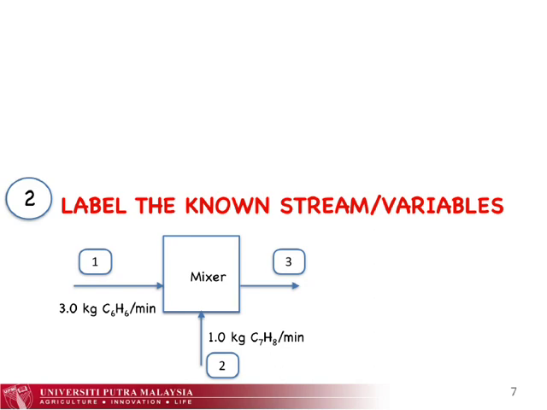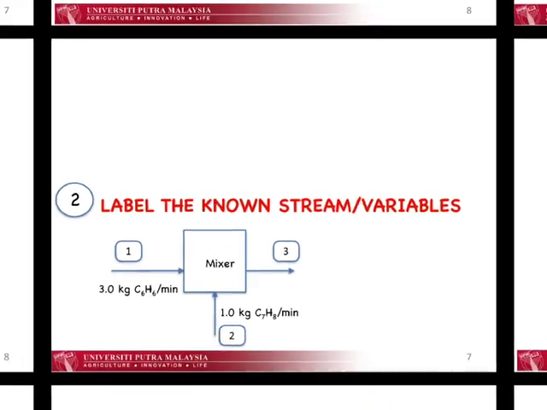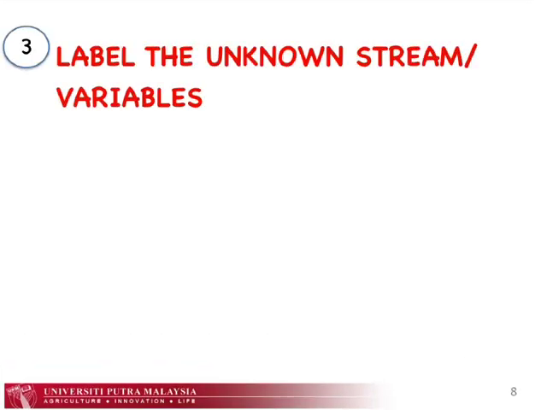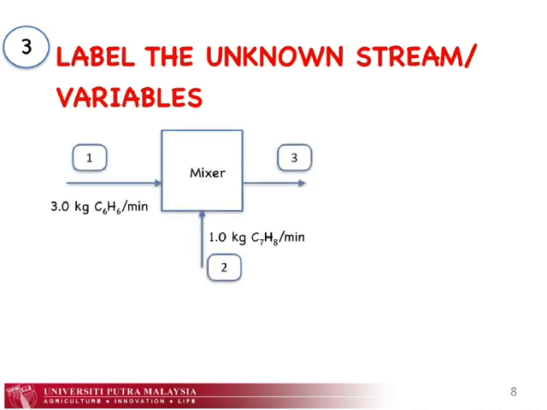Next, we are going to replace the variables on the stream and label the unknown streams. For stream number 3, we are going to denote the outlet stream flow rate as m dot. And since the compositions are interdependent, we can choose one variable as x and the composition of the other as 1 minus x. Here we are going to have x kilogram of benzene per kilogram of mixture and, respectively, 1 minus x kilogram of toluene per kilogram of mixture.